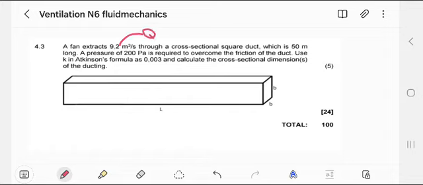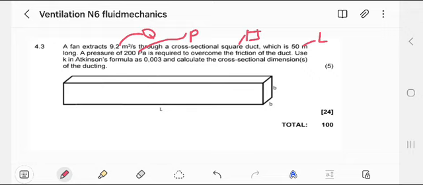It's the rate of flow through a cross-sectional square duct. You see, this is a square duct. It's 50 meters long. That means we have a length of 50 meters, and the pressure is required to overcome the friction of the duct.